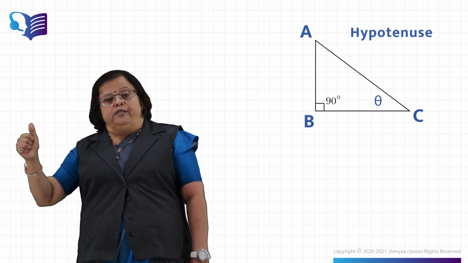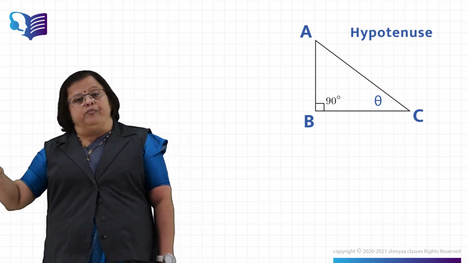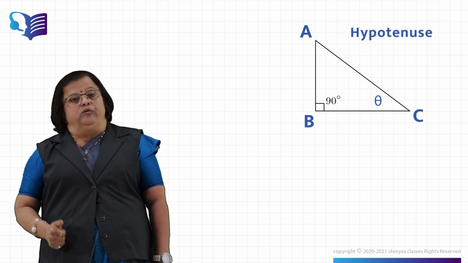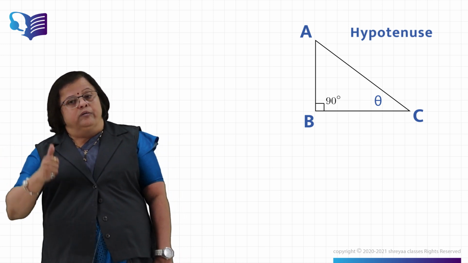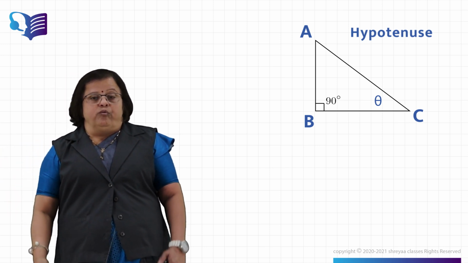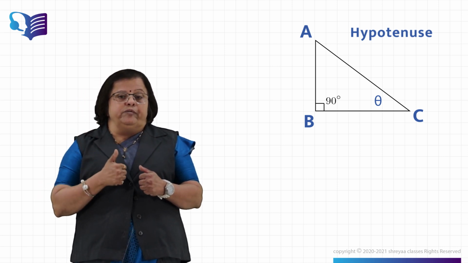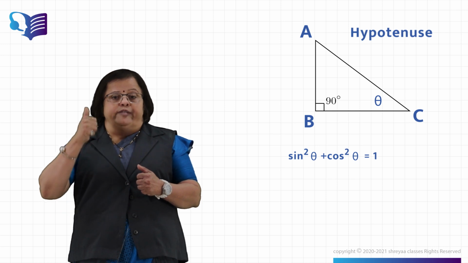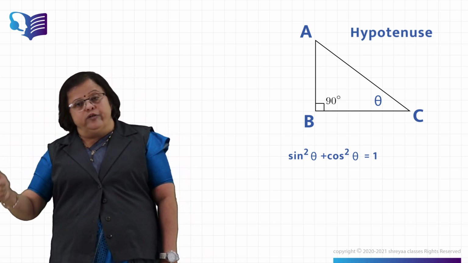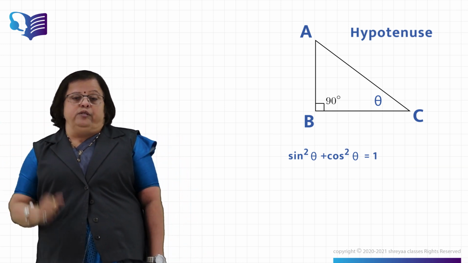Using trigonometric identities we can find ratios. See how. OK. What is the identity? First identity, do you remember? Yes, sin square theta plus cos square theta is equal to 1.